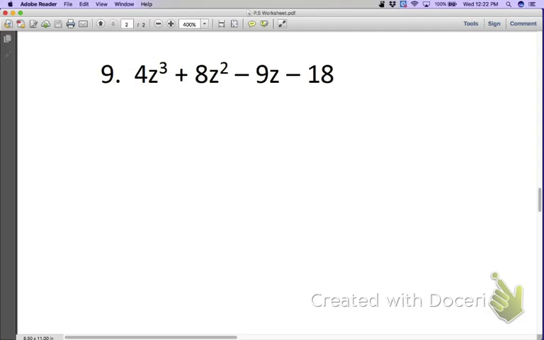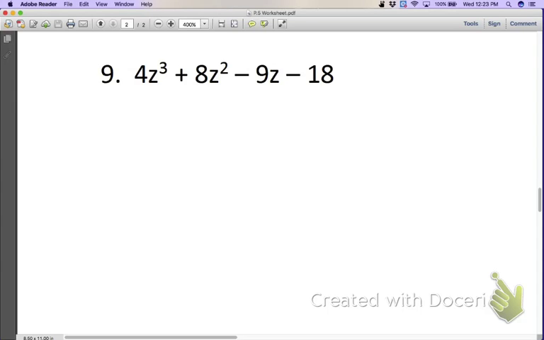Alright, so on number 9, I have 4z to the third plus 8z squared minus 9z minus 18. So 4 terms. There's no GCF here, because I have a 4 and 8, a 9 and 18, so no GCF. I have 4 terms, so I want to look at grouping.